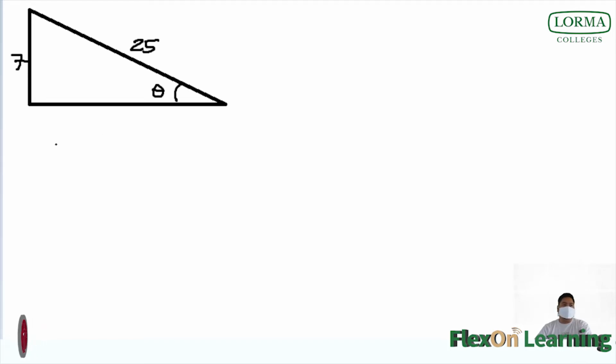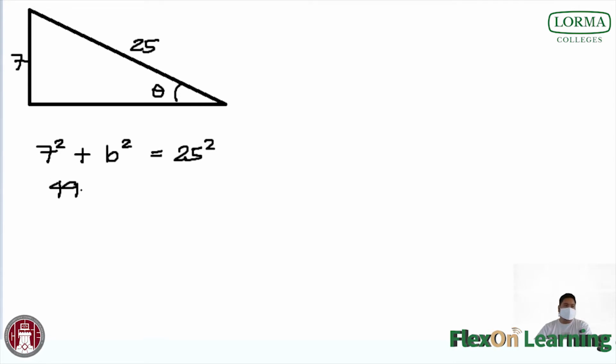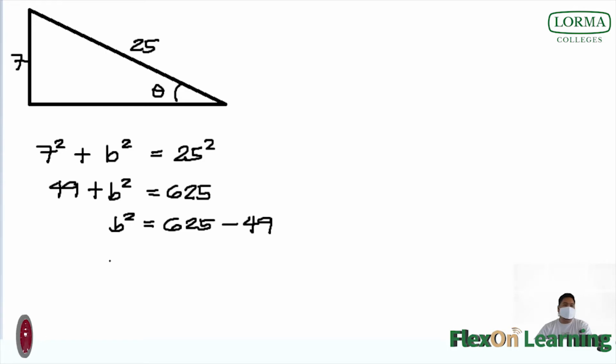So, solving for the third side, that would be 7 squared plus, I'll just use b squared, equals 25 squared. 49 plus b squared equals 625. You just have to transpose: 625 minus 49. B squared would be 576 and b is 24.